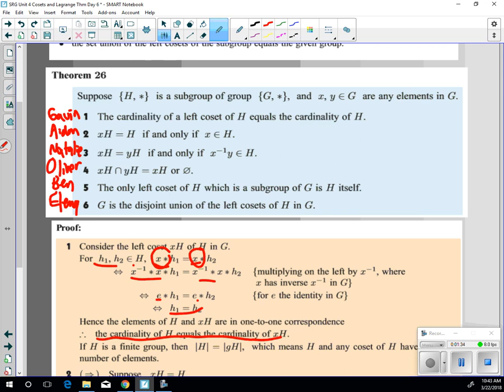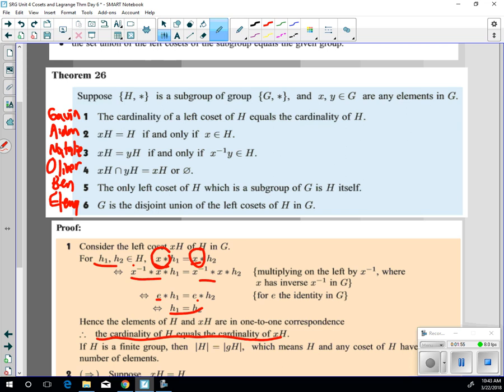H is a what? It's a group. Yes, it's a group, and one of the properties of being a group is that every element has an inverse. So that's why they were able to multiply by x inverse on the left side of both sides to turn that into E, and we know E exists because it's also an element of the group.